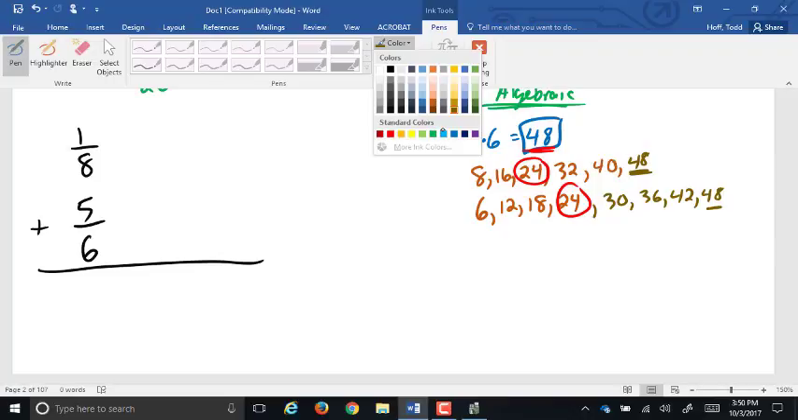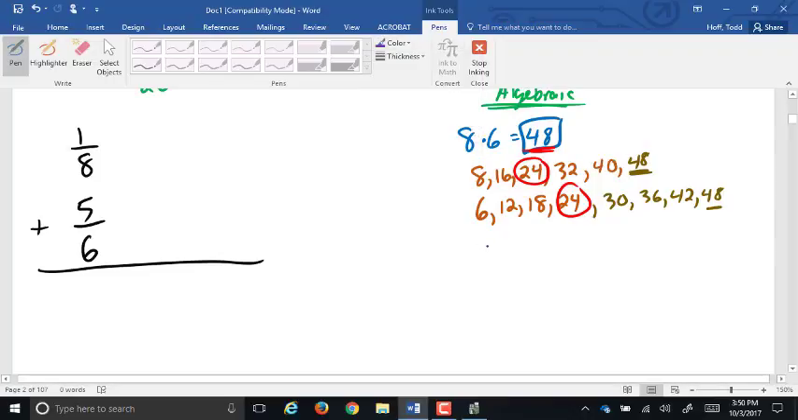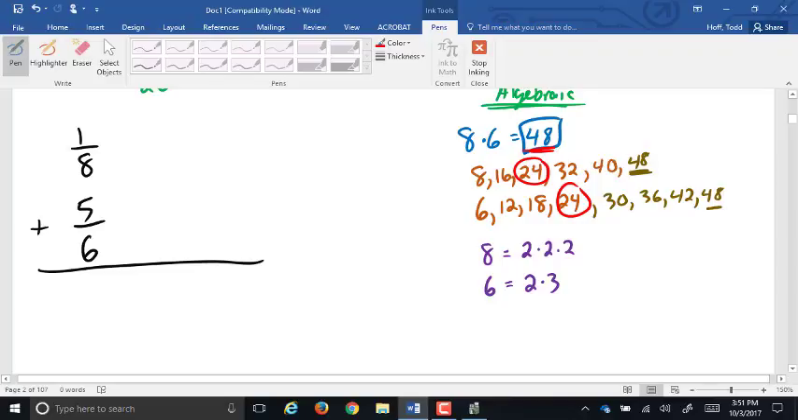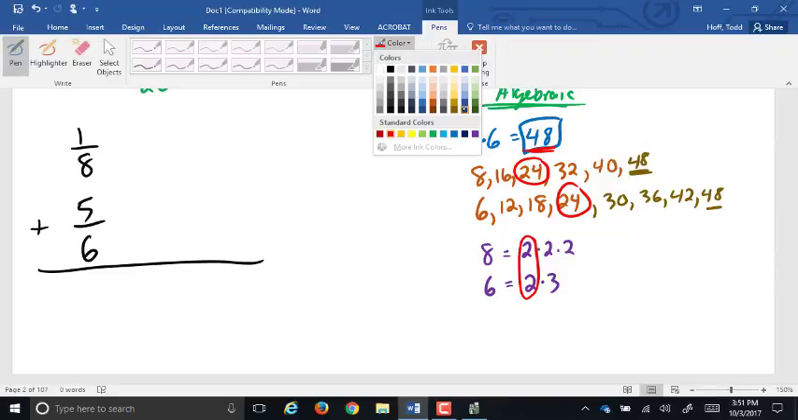If we wanted to factor, what we would do is we'd do the 8 and the 6, and we would factor them. 8 is, of course, 2 times 2 times 2. 6 is 2 times 3. And if you recall, for that least common multiple, we look at two things. We look at first, what's in common? They both have a 2 in common. That's it. And now we analyze what they don't have in common.